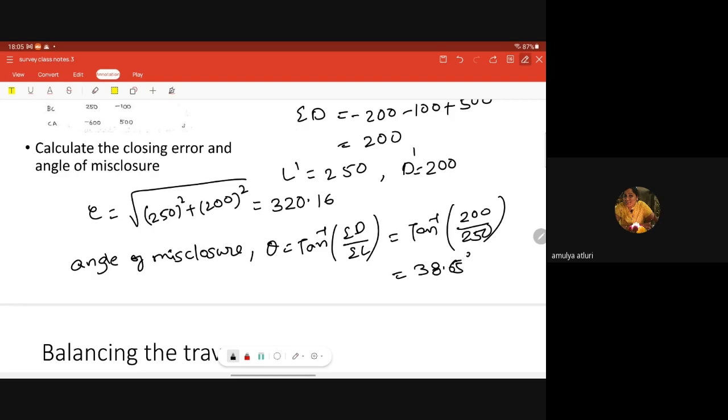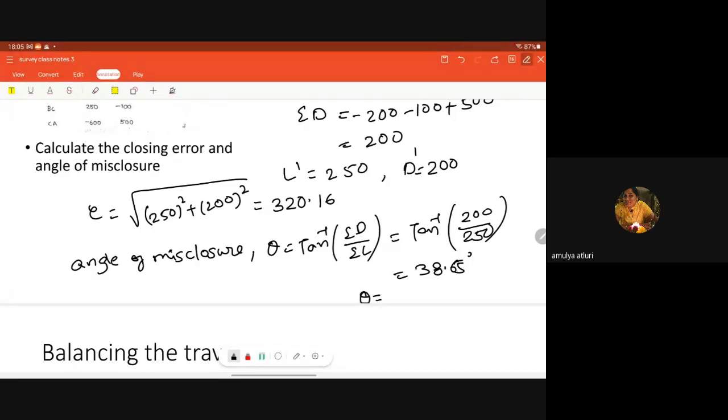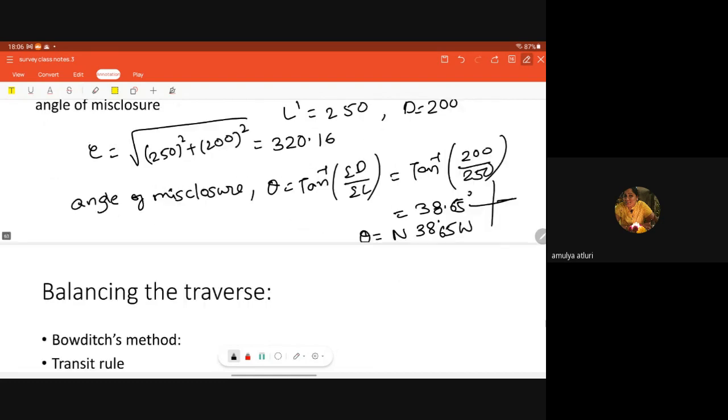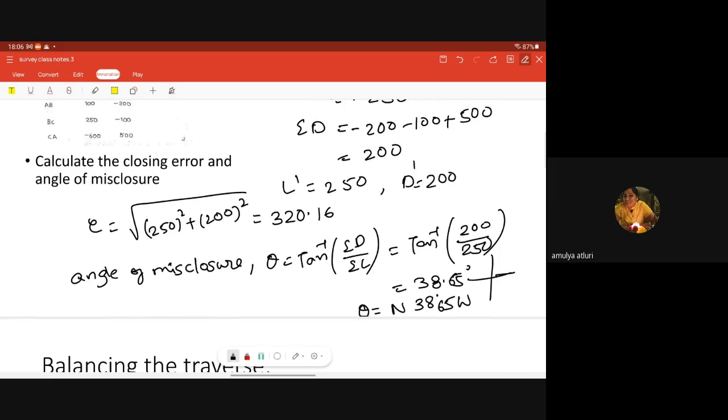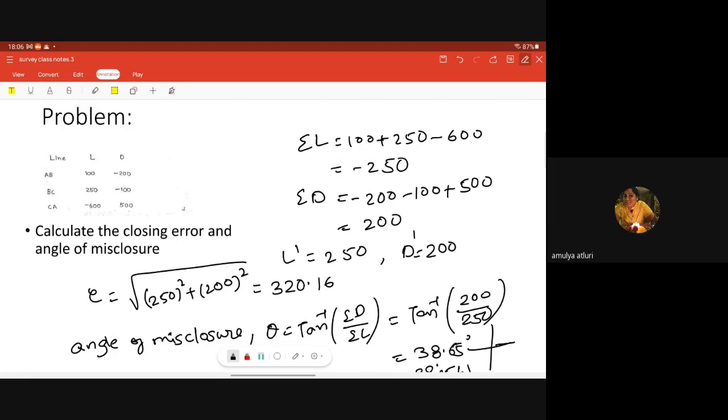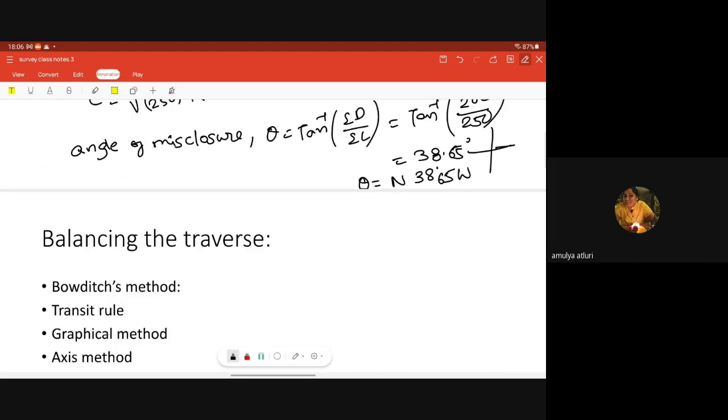degrees. We can also designate this as it is in the first coordinate, right? North 38 degree 65 west. We can also designate it like this. So this comes near this. These are traversing problems. Next, balancing the traverse.